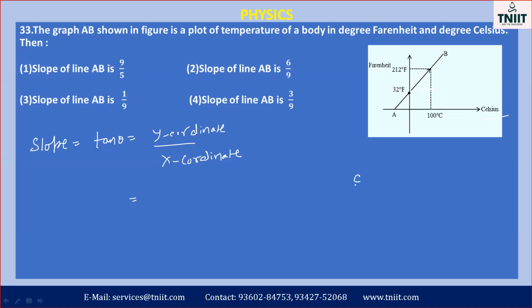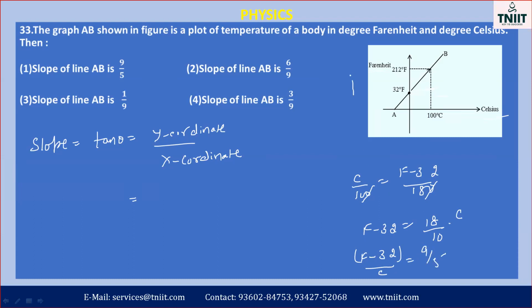You know the Celsius conversion? C by 100 equals F minus 32 by 180, or F minus 32 equals, the 10 will get cancelled, 18 by 10 times C. So F minus 32 by C equals 18 by 10, that is 9 by 5. So along the y-axis, we have taken the Fahrenheit scale, F minus 32. Along the x-axis, we have taken degree Celsius, which starts from 0.